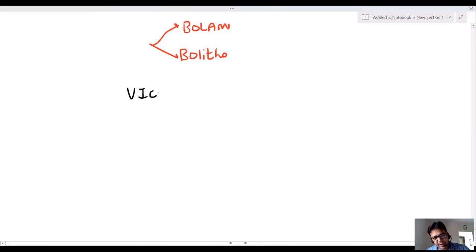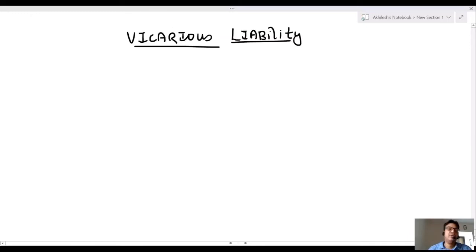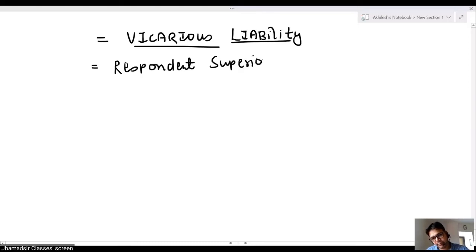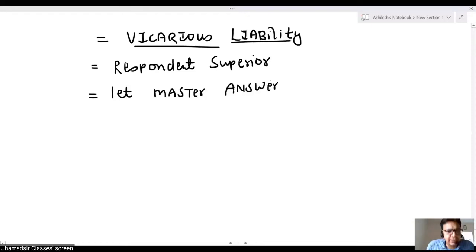Now, sir, the next word comes, vicarious liability. Vicarious liability is also known as respondent superior. And another word is let master answer.